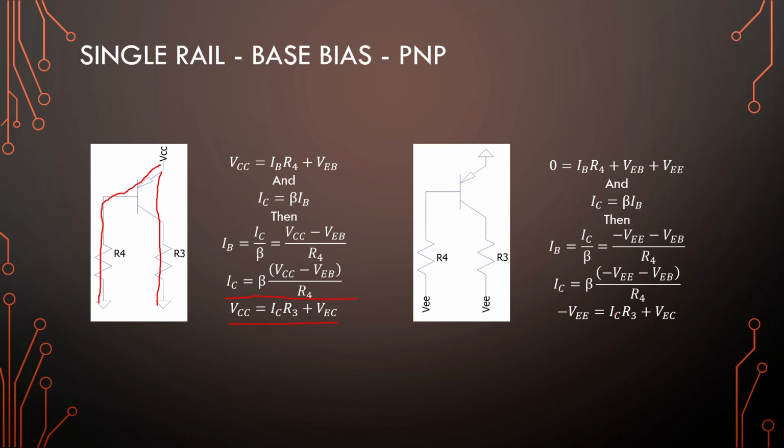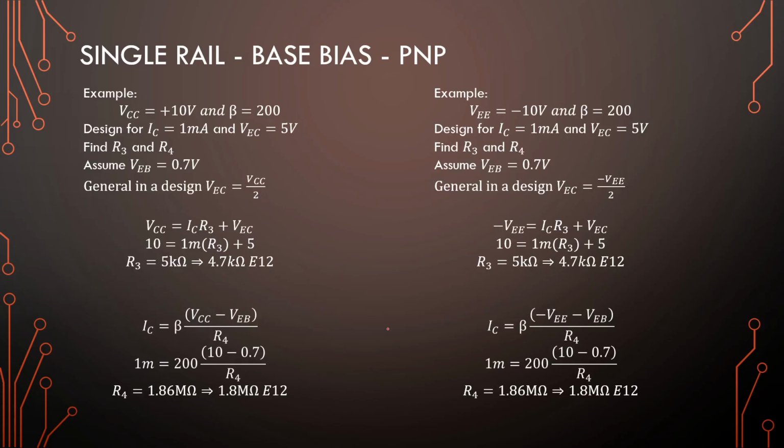Again, with the negative rail version, you will find a PNP more likely in this negative rail configuration rather than the NPN that we did earlier, because ground is a higher potential than a negative value, so our currents will flow correctly through our transistor. Okay, so doing the example, with the same parameters as the previous one, our resistors work out to exactly the same values.